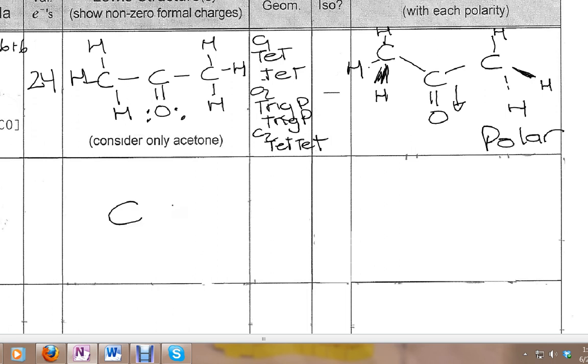C. Oh, I have to do it smaller because there are isomers there. C2H... 1, 2, 3, 4, 3H.